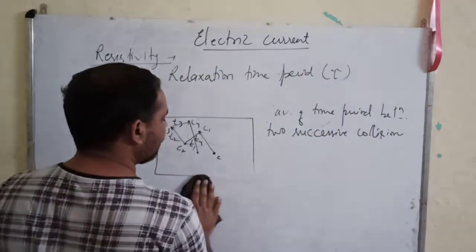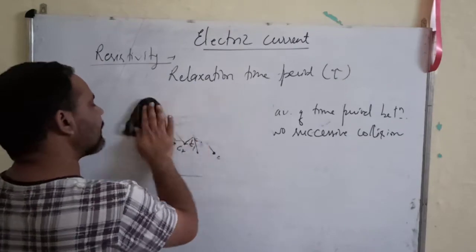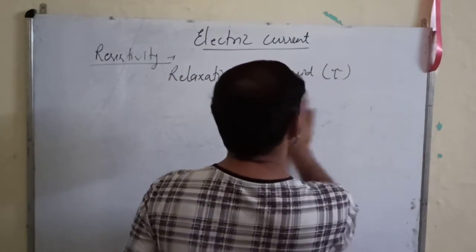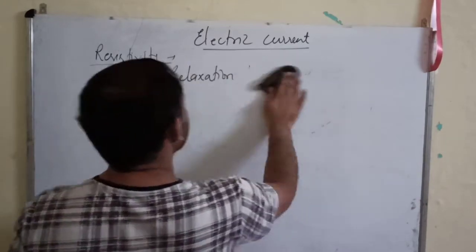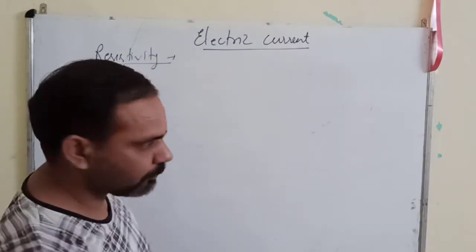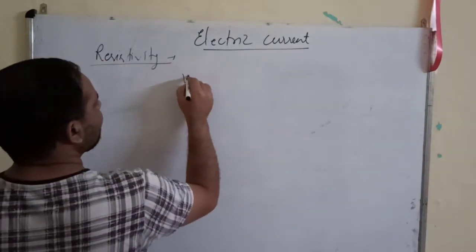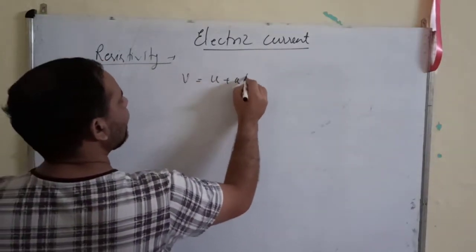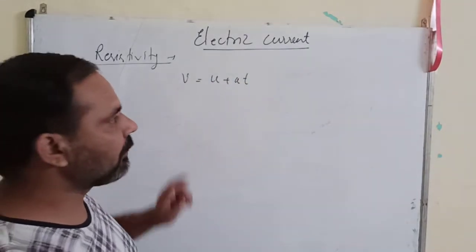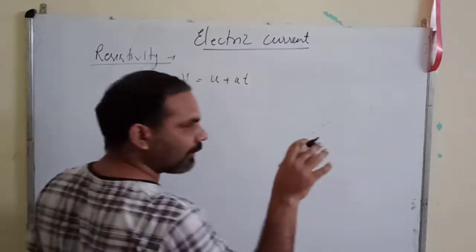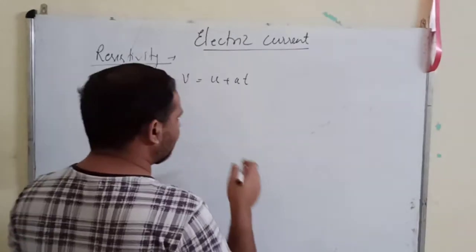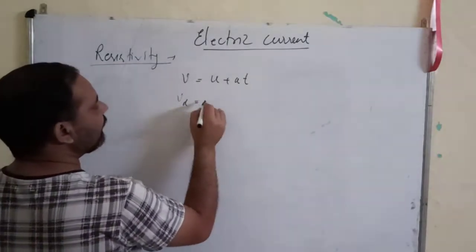Now we know about the two terms. One is drift velocity and the other is relaxation time period. Next, what is the relation between the two? We already know that V equals U plus AT. Now, if we are considering only the drift of the electron, meaning how much the electron is shifted towards the positive terminal, then this V becomes Vd.